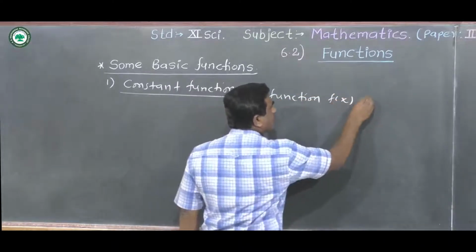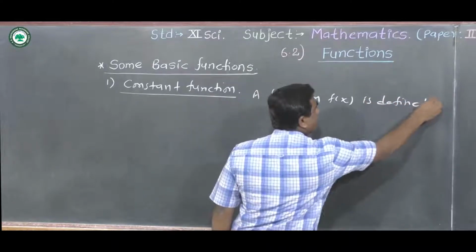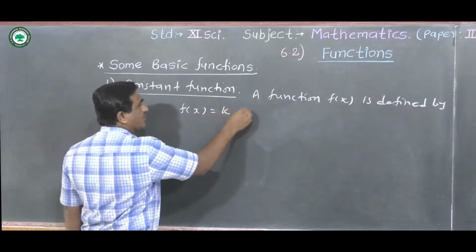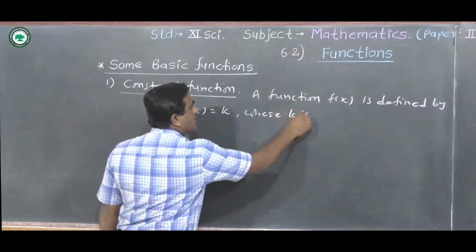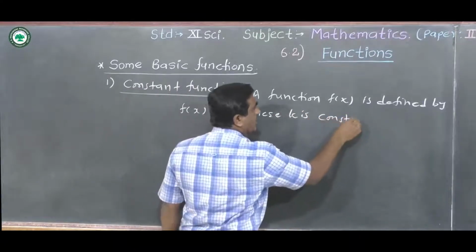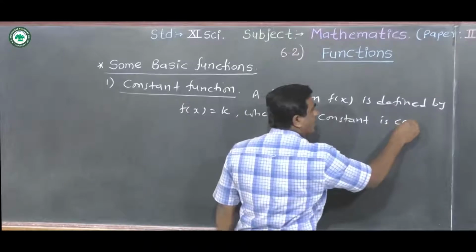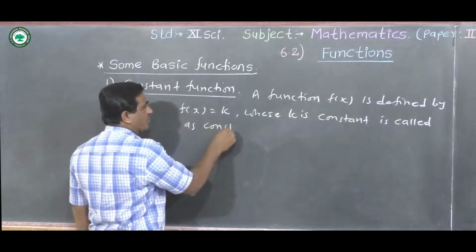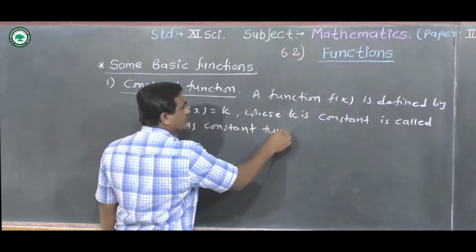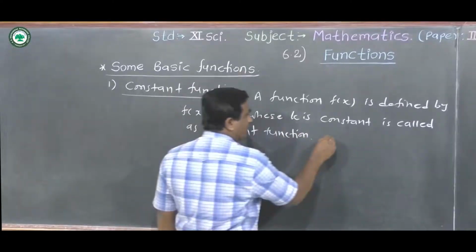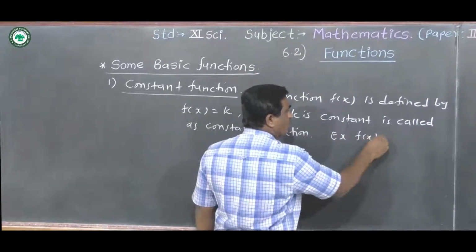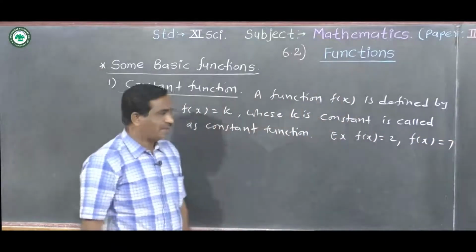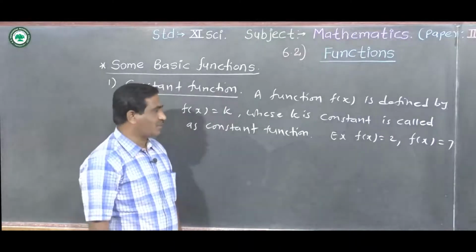f of x is defined by f of x is equal to k, where k is constant, is called a constant function. For example, f of x equal to 2. Second example, f of x is equal to 7, f of x equal to 9, f of x equal to 20. All these are constant functions.